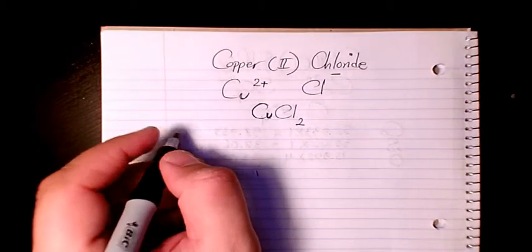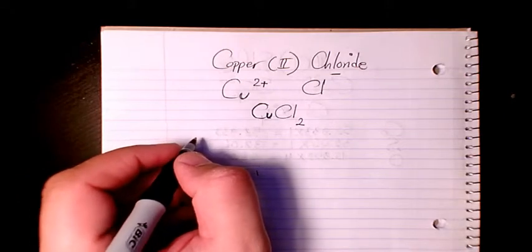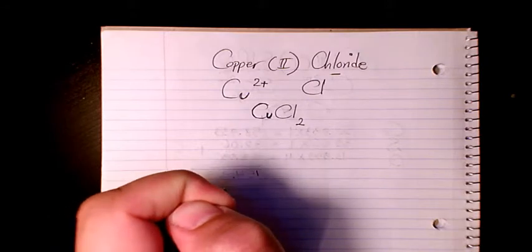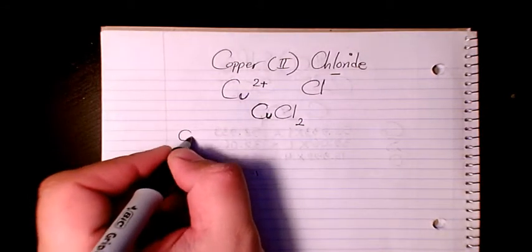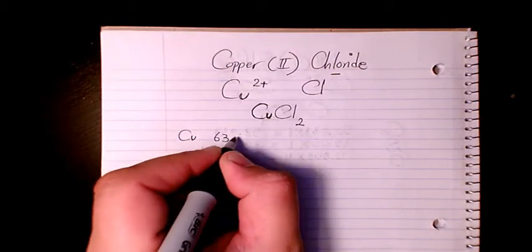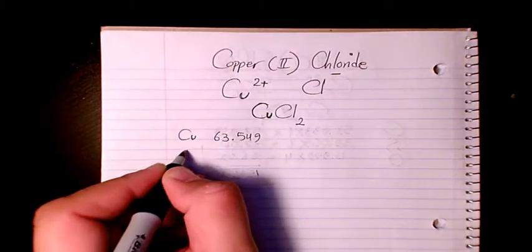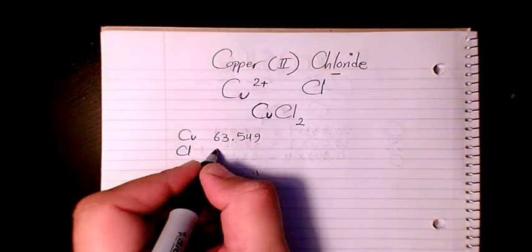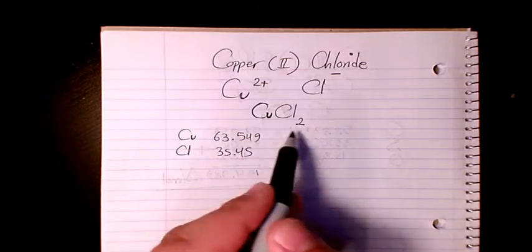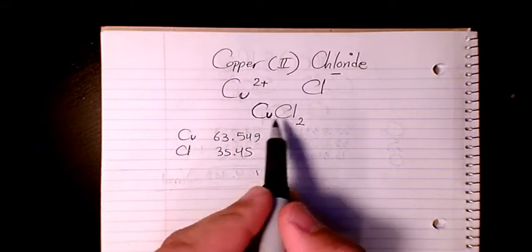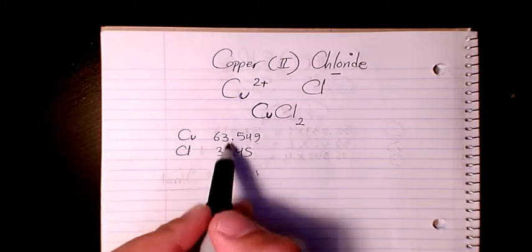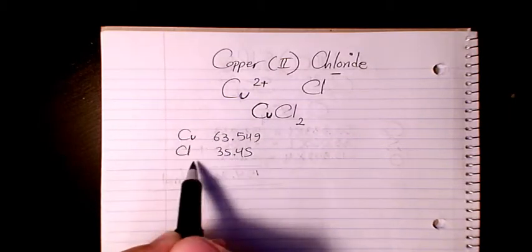Then I need to find out the molar mass or molecular weight of CuCl2. The atomic mass of Cu is 63.546. And atomic mass of chlorine is 35.45. You know, for finding the molar mass or molecular weight of each compound, we need to find out what elements we have and how many from each. So here we have the atomic mass of copper and chlorine.